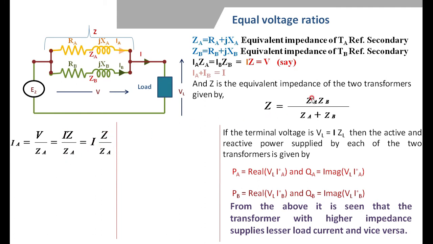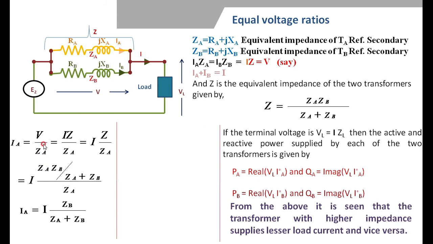Then what is Z? Z is ZA ZB divided by ZA plus ZB. I am substituting the value of Z in this equation. What I am getting is I as it is, and Z is ZA ZB divided by ZA plus ZB, and in the denominator I have ZA. Here this ZA and ZA get cancelled, then what I am getting is IA is equal to I into ZB divided by ZA plus ZB.